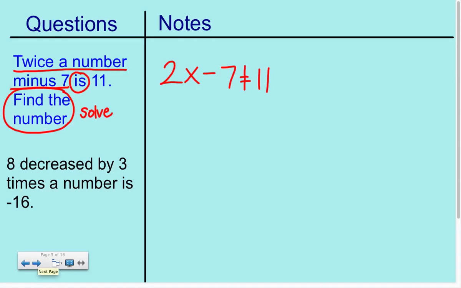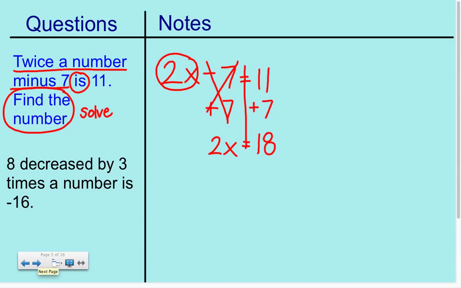Now I'm going to solve it. Train tracks, circle my couple. The opposite of minus 7 is plus 7. Negative 7 and 7 make 0, so 2x equals 11 plus 7 is 18. Break up my couple. The opposite of multiplying is dividing. X equals 9.